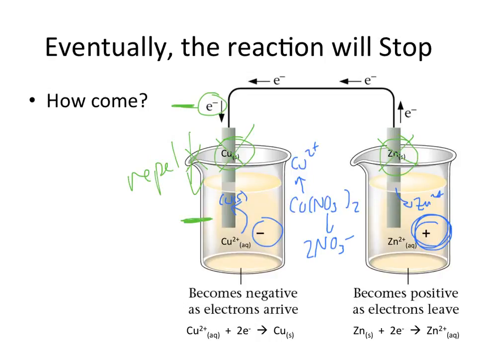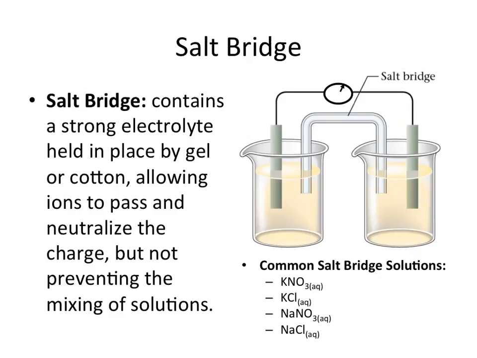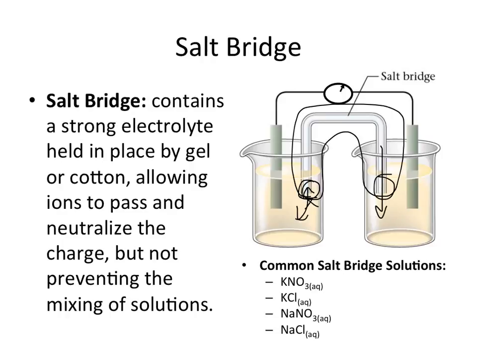So how do we prevent this? We obviously know that batteries keep going for a while. How do we prevent it? We use something called a salt bridge. A salt bridge is basically a tube, as you can see in the diagram here. It's just a tube that we put into both solutions, and we fill it with some kind of aqueous solution. On the end, we put either cotton or a kind of gel, so that the two solutions don't actually mix, but you do allow for ions to be switched in either direction.